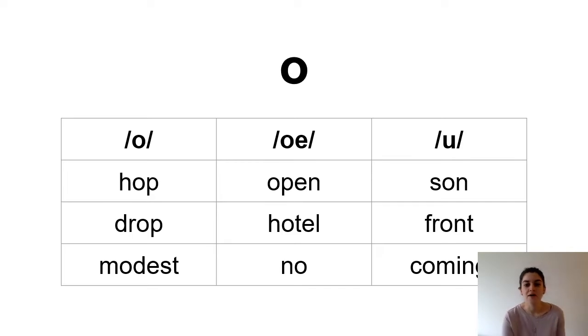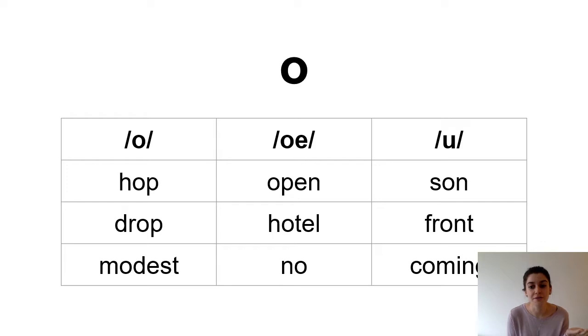If we try the ah sound for O and we realize that that doesn't make a real word, then we need to move on and try the O sound, like in the three words in the middle column. Open. Hotel. No.